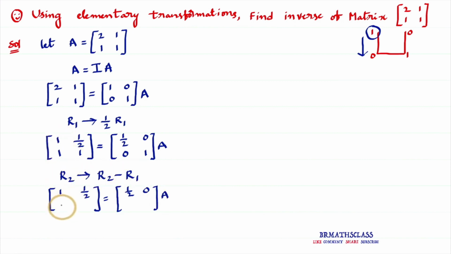1 minus 1. This is 0, right? Okay. Now R2 minus R1. You look here. This is R2. 1 minus 1 by 2 is 1 by 2. Easy simplification only. 0 minus 1 by 2. Look here, R2 minus R1, this second row R2. 0 minus 1 by 2 is minus 1 by 2. Okay. 1 minus 0 is 1.